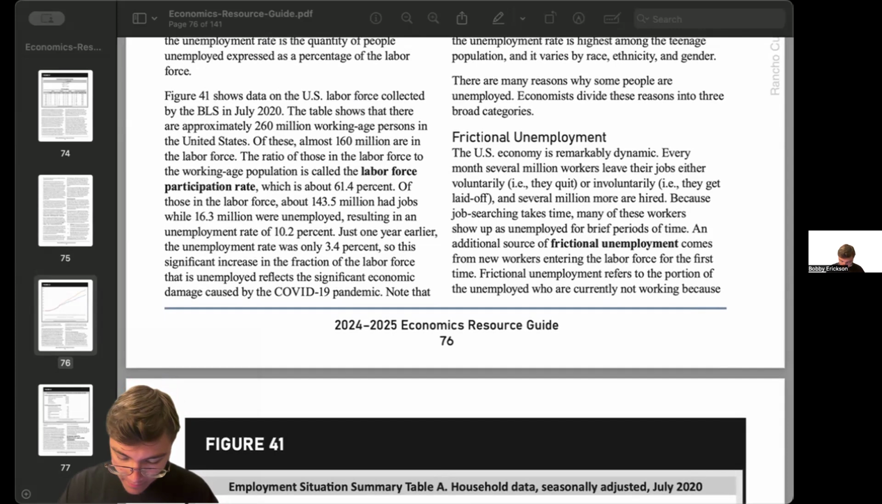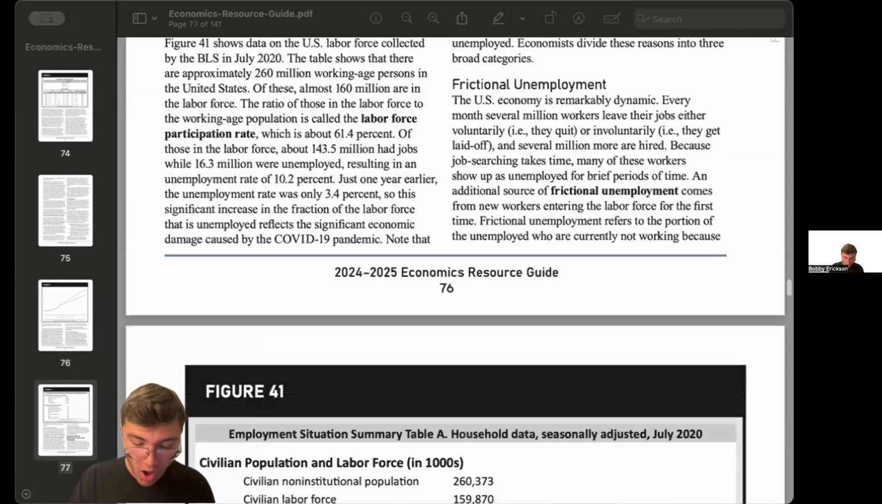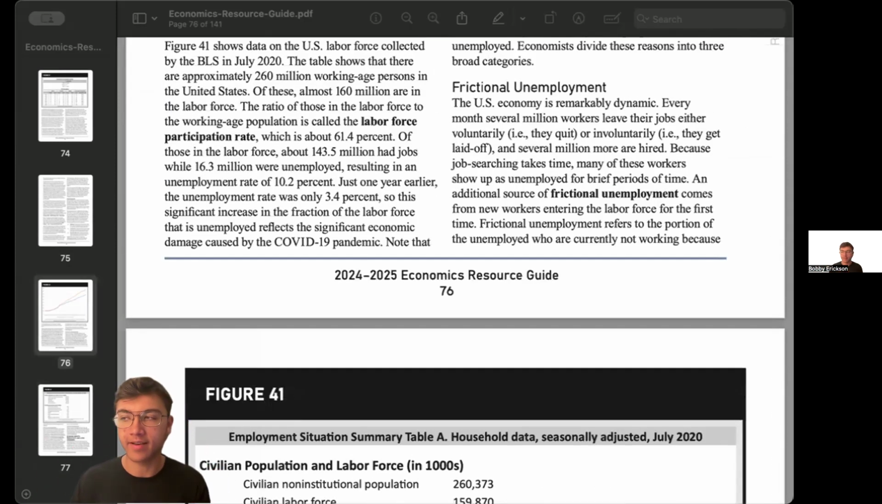the idea behind this is that there are a lot of workers who either choose or do not choose to leave their jobs, and then more are hired. And so, because job searching takes time, there are brief times where some people are unemployed. And so, frictional unemployment is this idea of people who are not matched to their employers right away. It's because of that time gap of you need to find your job and the employers need to find the employees. And so, this is also a result of new workers entering the labor force. They haven't worked the previous week, but are just entering the labor force.